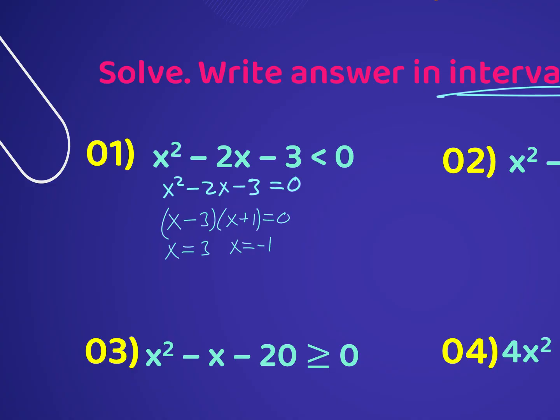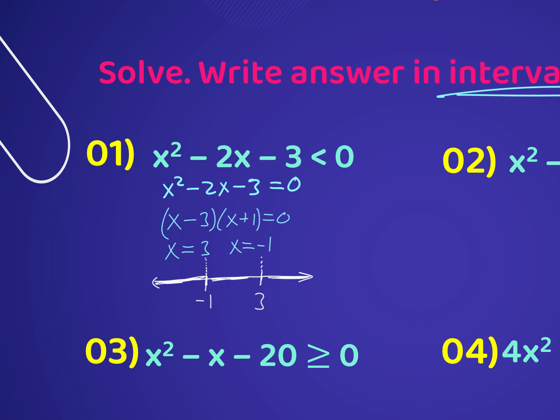What really would happen here is I would have to draw a number line and test where we're going to have valid solutions. So negative 1 would be right here, 3 would be right here. What these points do is they split up our number line into 3 different sections. You see that we have a section here, here, and here. What we want to do is test and see which ones work.